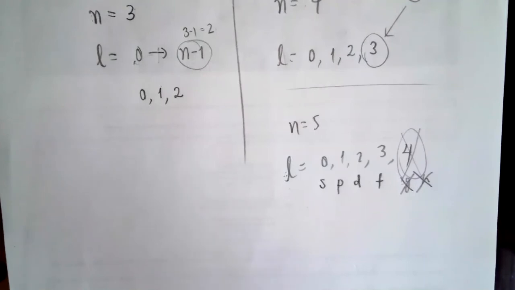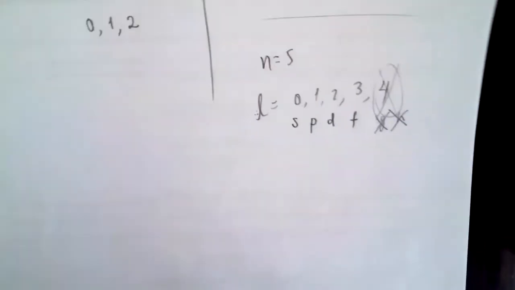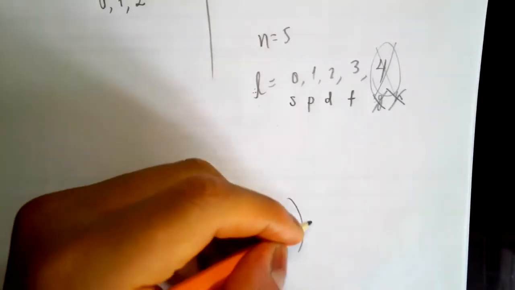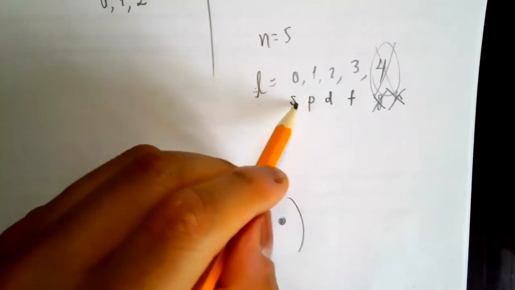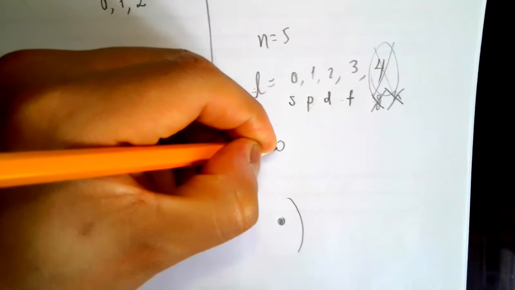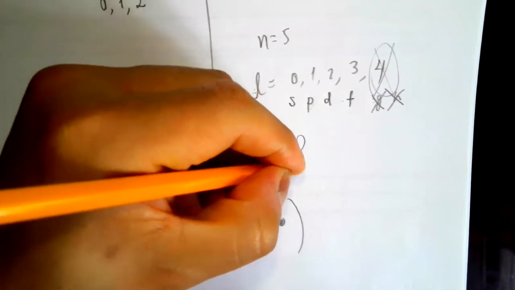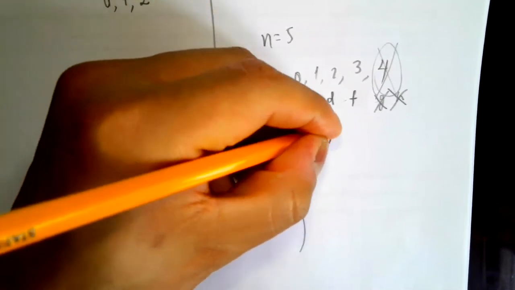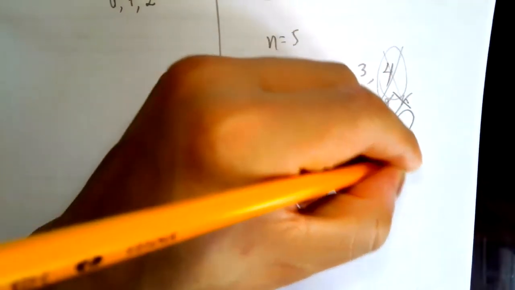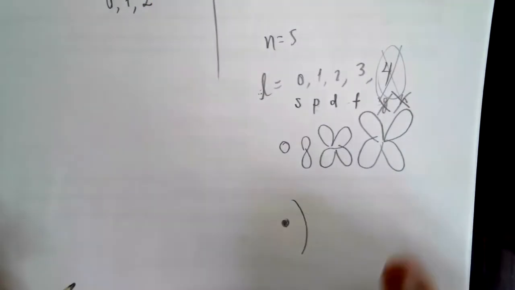Realistically, they don't exist. There is a reason, of course. I mean, in chemistry, there's always a reason. The reason is this: remember that every time there is a new subshell, the size increases. The S is this small. The P is this small. The D is that big. The F is another shape. We will see the shapes.